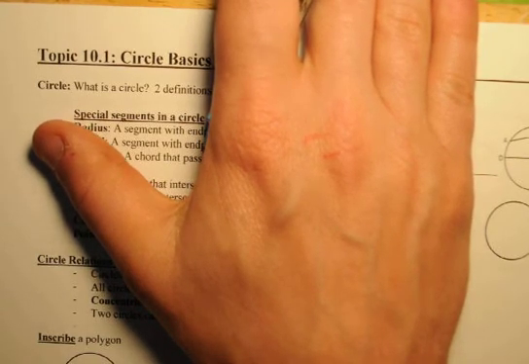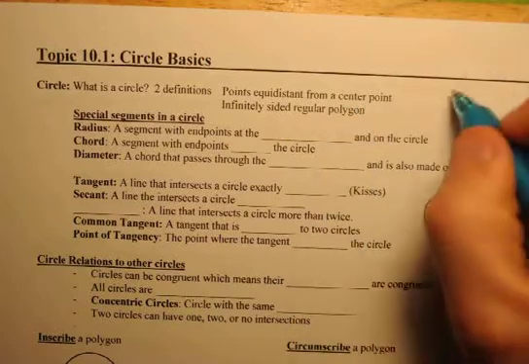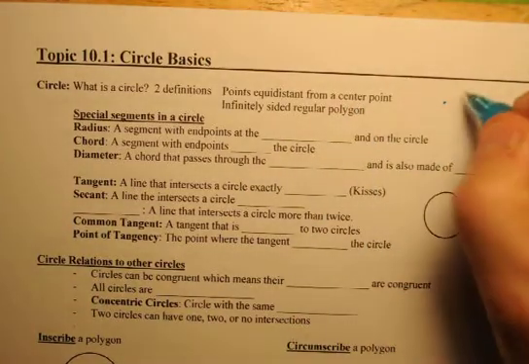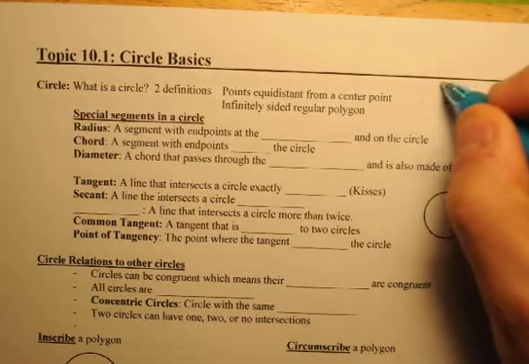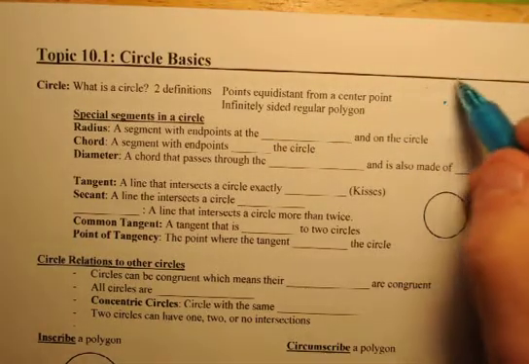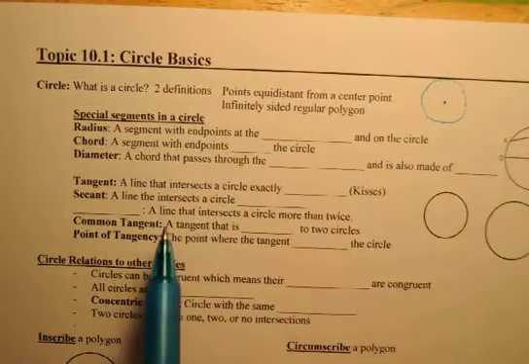Lots of times people know what a circle is, but they can't really define a circle. So here's a couple definitions. Points that are equidistant from a center point. So if I take one point and go out equidistant from that point, and I do that an infinite number of times, I end up with a circle. So that's one way. Or you can say it's an infinitely sided polygon.